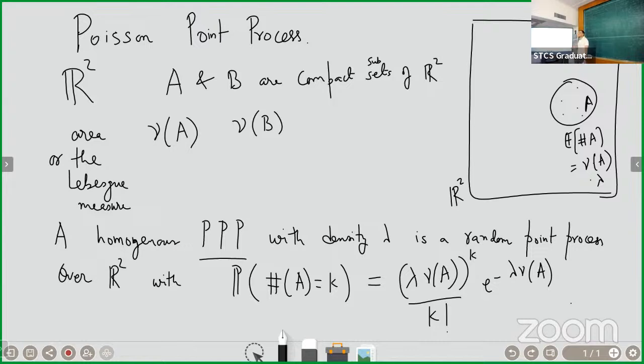Are those sets taken randomly? No, I'm not defining anything over here. I'm defining this process over all of R^2. You take any A, a compact subset of R^2, and this should be satisfied. A and B have nothing to do with randomness. Randomness is in the location of these points. That's what it really means.